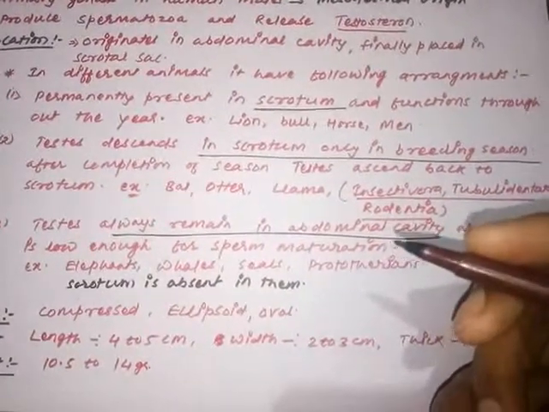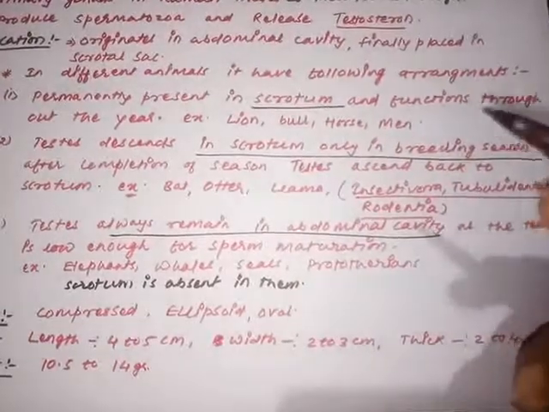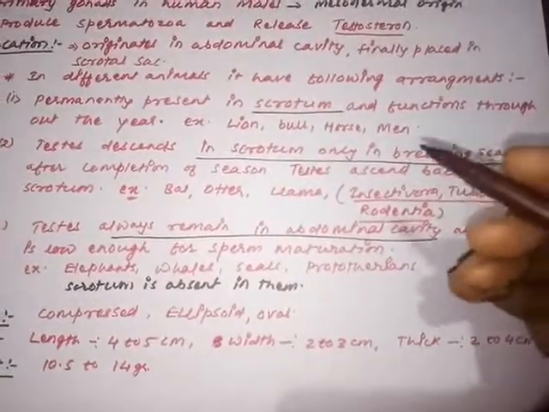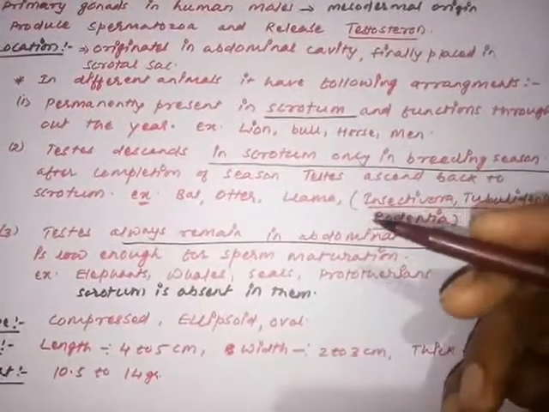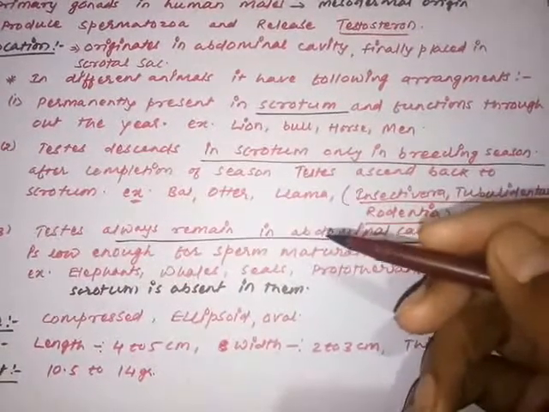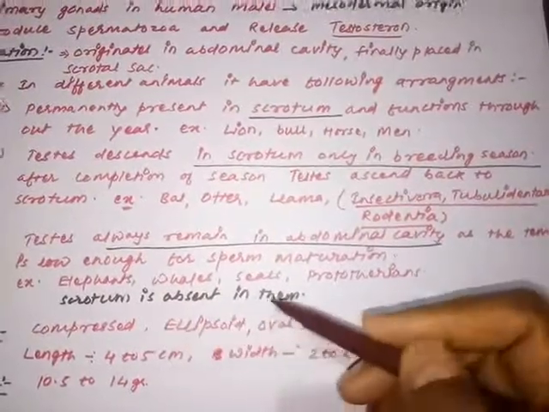But here in those animals what happened, the body temperature is almost equal to the temperature that is needed for the maturation of the sperm. समझ में आ रहा है? इन एनिमल्स में बॉडी टेम्परेचर इतना कम होता है कि वो आसानी से स्पर्म को मैच्योर कर सकते हैं. तो this is why they do not have the scrotum.